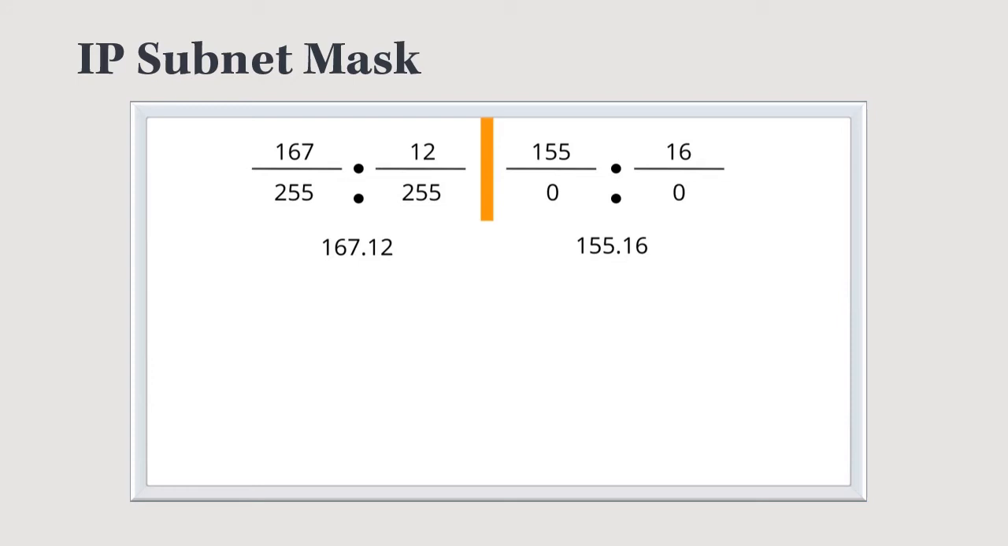Now let's talk about IP subnet masking on IPv4. Here we have an IP address of 167.1.12.155.16. And this is in our class B. So if we're using classful subnet masking, that's going to give us a default subnet mask, if you look right below that, of 255.255.0.0.